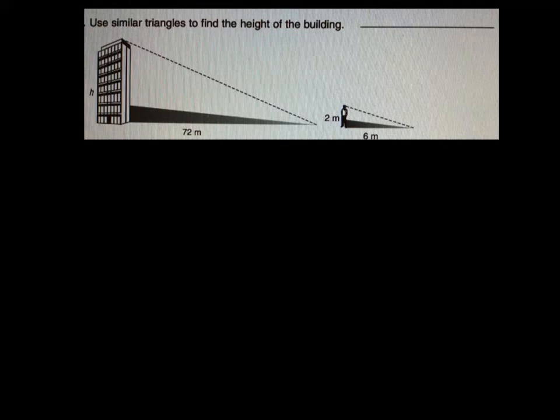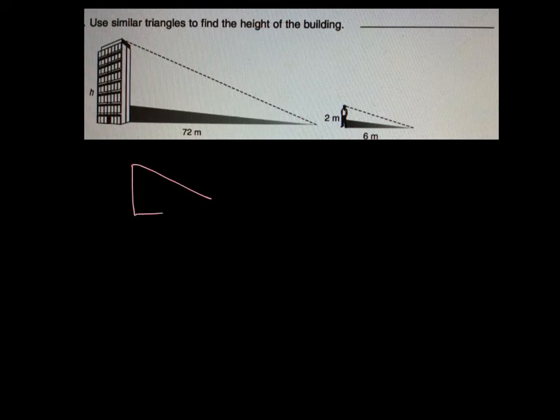So it says use similar figures to find the height of the building. Let's look at what we know. When I see this building here, this is the height we're looking for. We know this building casts a 72 meter shadow. And right here we've got a guy standing next to it who casts a 6 meter shadow. So we can see that there are similar figures drawn right here.